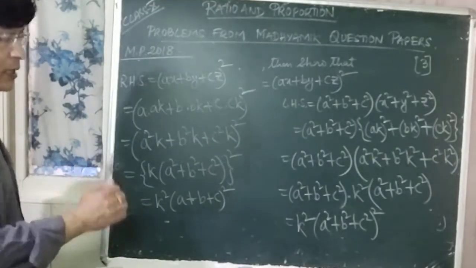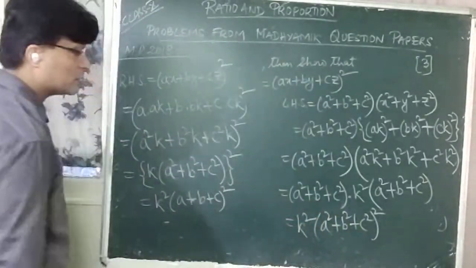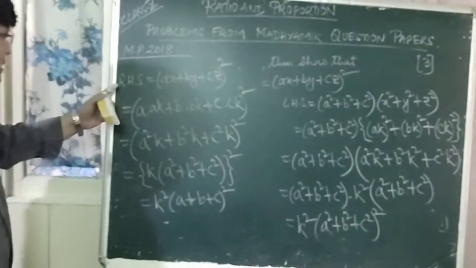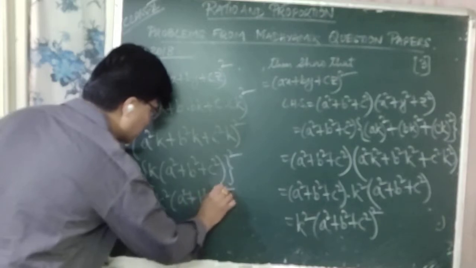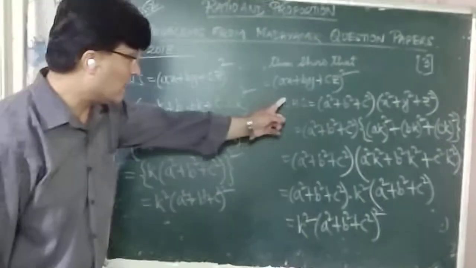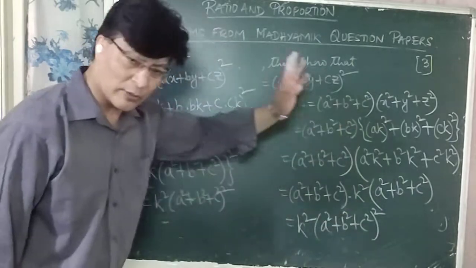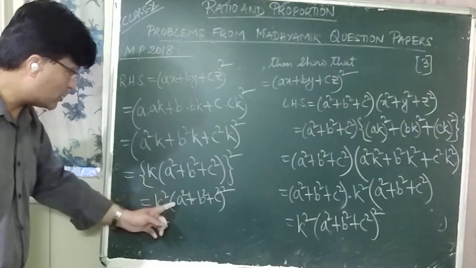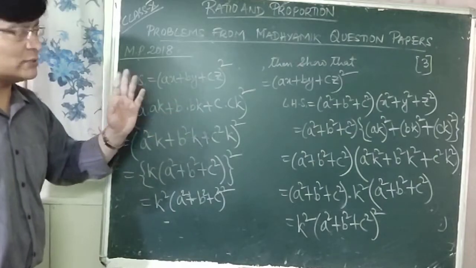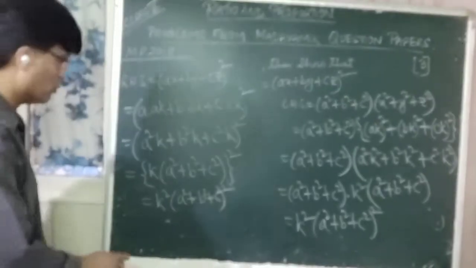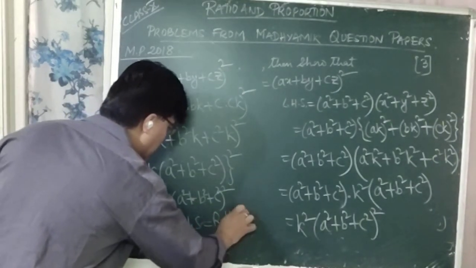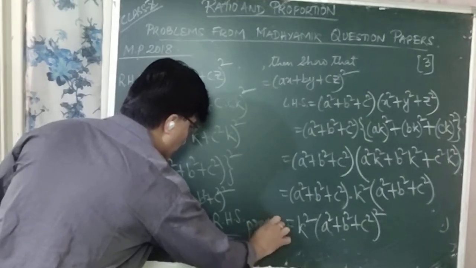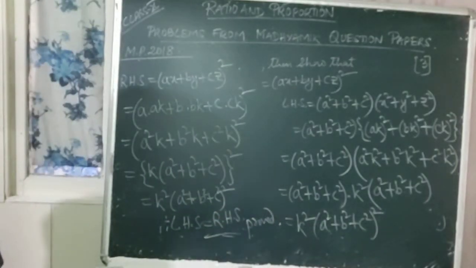That means LHS is k square into (a square plus b square plus c square) whole square. Right hand side is also k square into (a square plus b square plus c square) whole square, right? Left hand side is k square into (a square plus b square plus c square) whole square. Right hand side is also the same. That means LHS is equal to RHS, proved. So therefore LHS is equal to RHS. That is proved. Is that clear to all of you? So you can copy it. Now we'll do the next question.